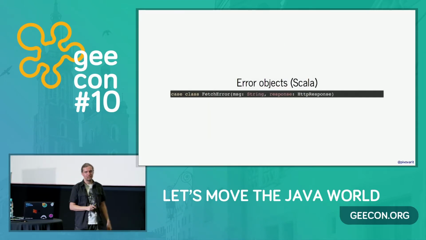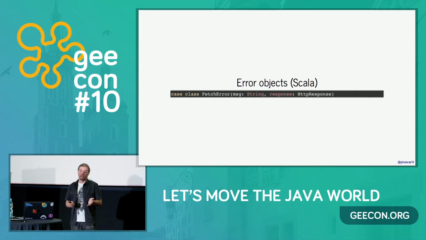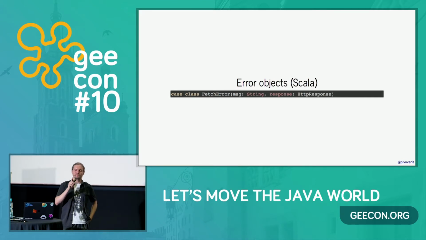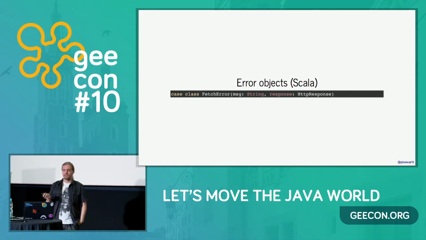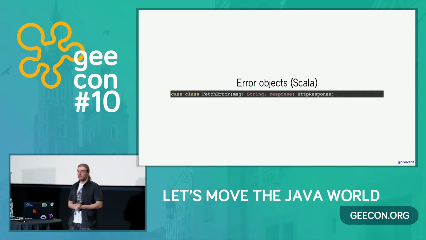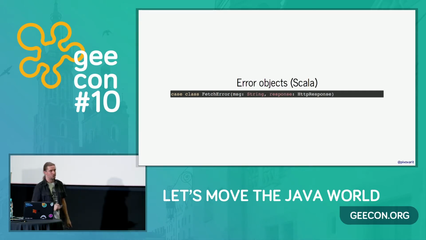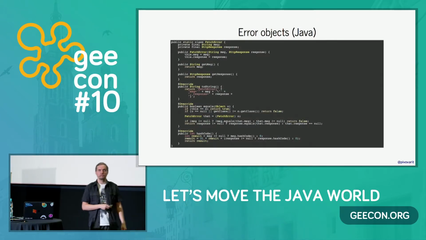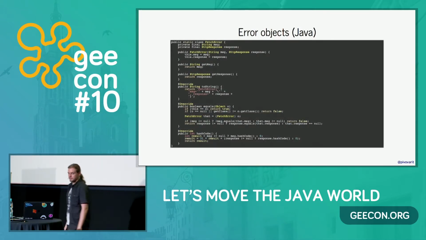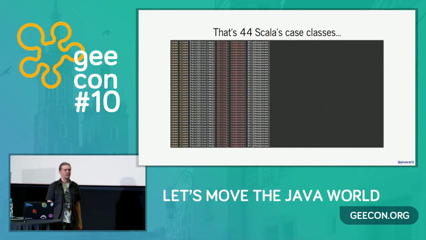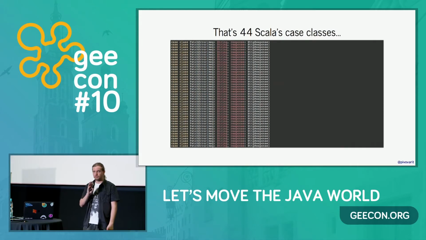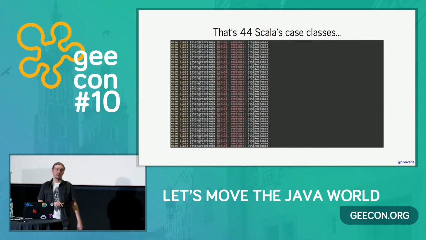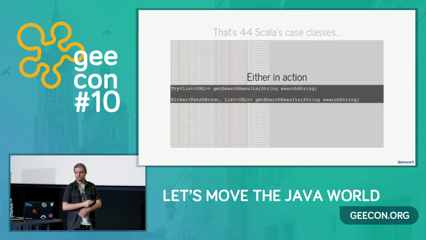Whenever you want to work with Either, first you need to have some error objects. In Scala, it's as easy as creating a one-liner. So basically, such a thing can be like a FetchError. It can hold, for example, a string with a message and an HTTP response in our case. But we are not in Scala. We are in Java. So we need to write a bit more code to achieve the same stuff. That's actually a one-liner for Scala case classes in there. That's a lot. But don't worry about that. Data classes are coming to Java soon as well.